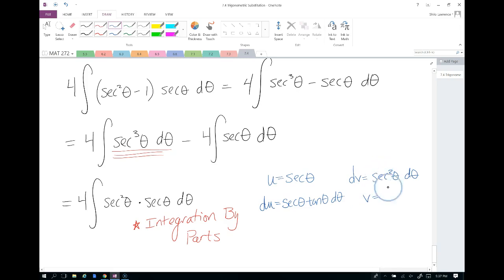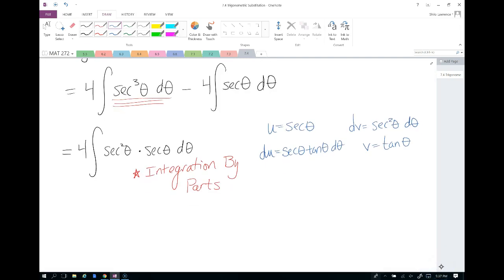And the antiderivative of secant squared is just tangent. And remember, our integration by parts formula is uv minus the integral of v du. So I'm going to try to set this back up again. And don't forget about this guy that we pulled off to the side. He's not an issue right now. He's going to be easy to integrate. So I'm just worrying about my secant cubed for right now.